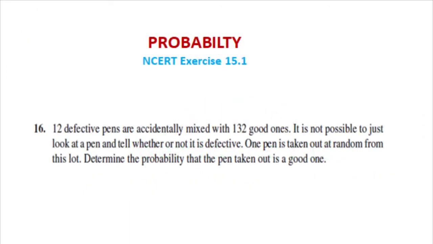So now let's go to question number 16. Question number 16 says that 12 defective pens are accidentally mixed with 132 good ones. It is not possible to just look at a pen and tell whether or not it is defective. One pen is taken out at random from this lot. Determine the probability that the pen taken out is a good one.